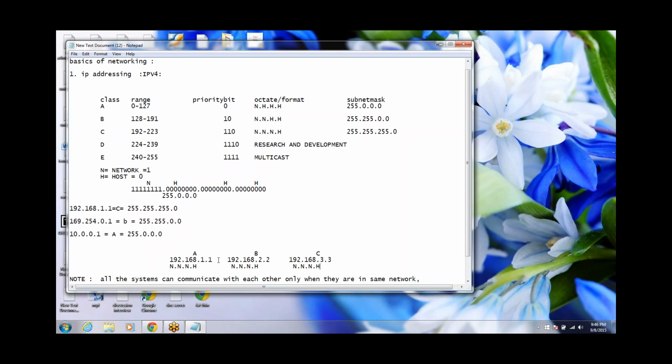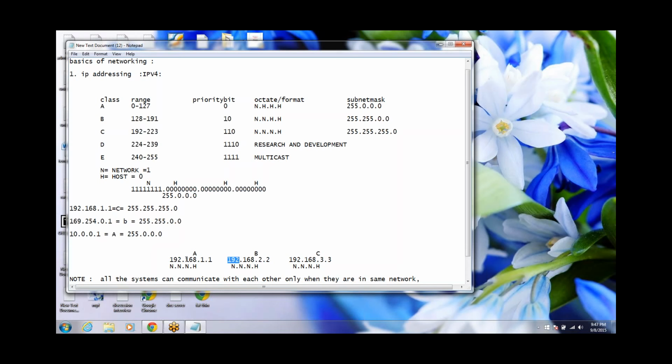n.n.n.h here, where n stands for network and h stands for host. If all the network octets are equal between two different system addresses, then we say that they're in the same network. For example, let us compare the first network octet: 192 and 192, yes, they are equal.